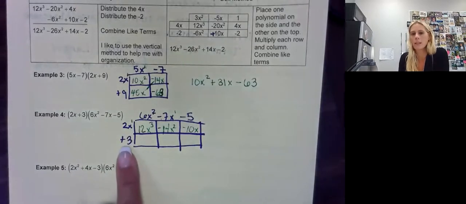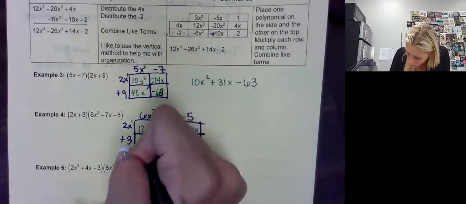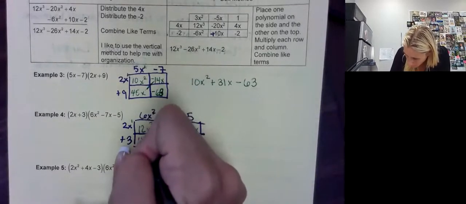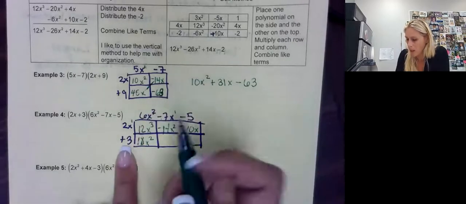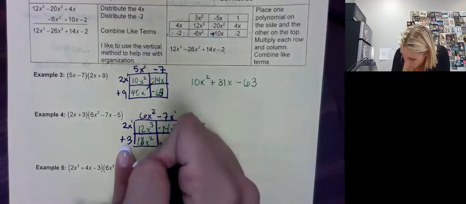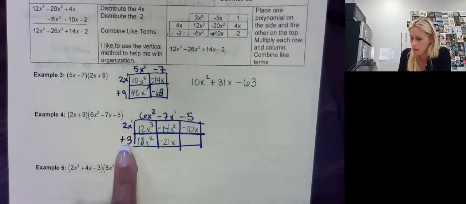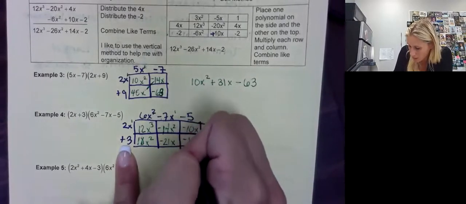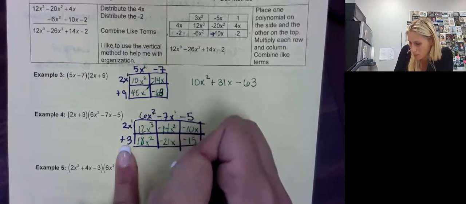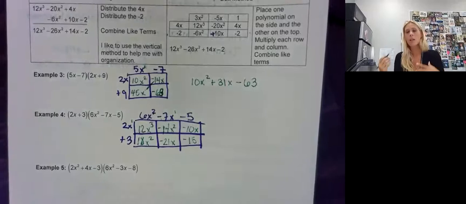And now let's go down to the bottom row here. 6x squared times 3. Well, 6 times 3 is 18x squared. 3 times negative 7x is negative 21x. And 3 times negative 5 is negative 15. Just take your time when it comes to those positives and negatives, because that's where our small mistakes can be.